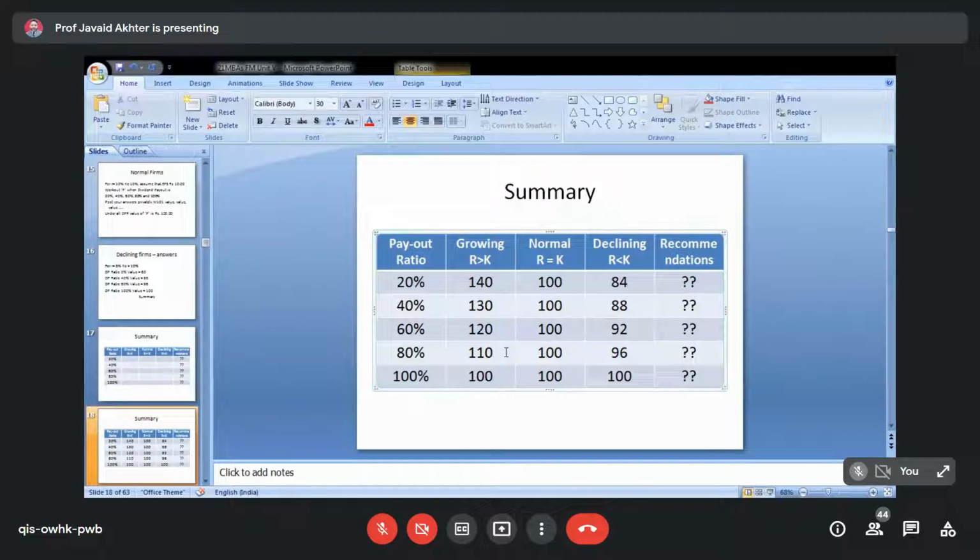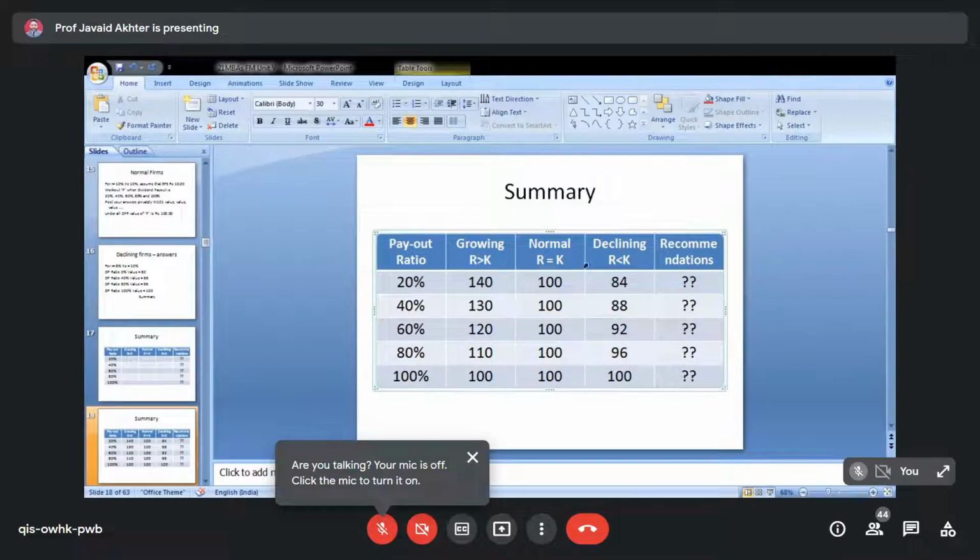Yes, partial. That means somewhere between 20 and 40, between 40 and 60, between 20 and 80, between 20 and 100, whatever it is, it will be able to satisfy those groups of people who are expecting either 20 or 40 or 60. And the company in no case will suffer because its R is greater than K. Is this clear now? Yes, sir. Got it. Now come to the declining firm.